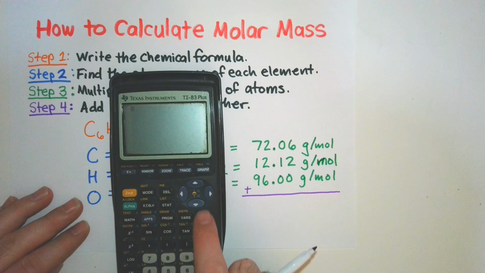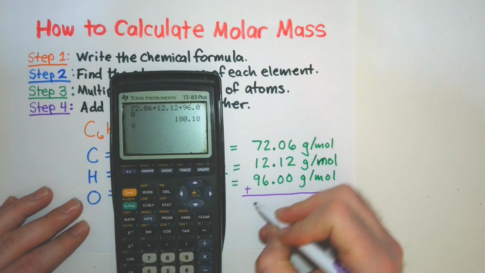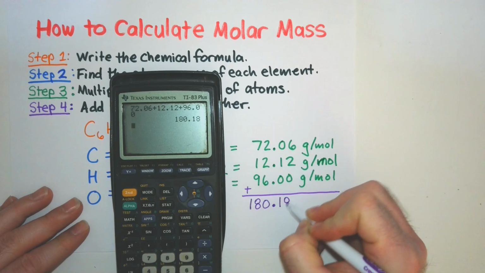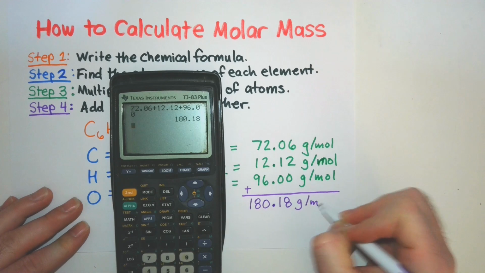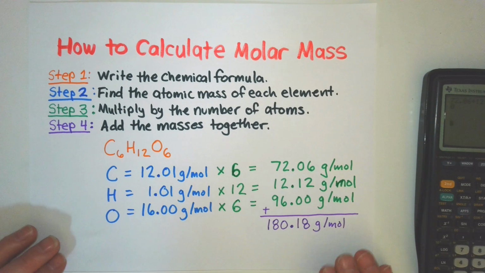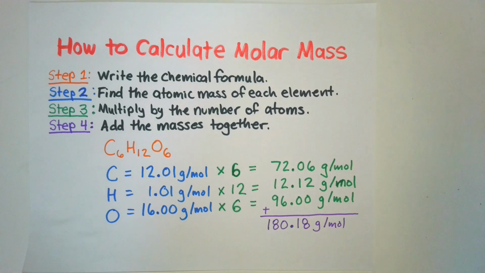So now, 72.06 grams per mole plus our 12.12 grams per mole plus our 96.00 grams per mole. We add those up and then we get 180.18 grams per mole. All right, guys, it's as simple as that. You follow these steps and you will get the molar mass of any compound or chemical you're looking for.